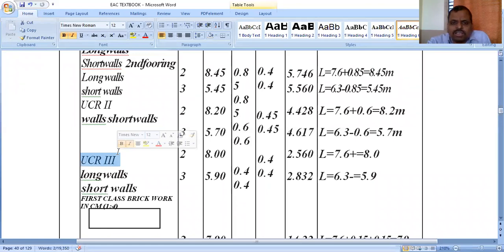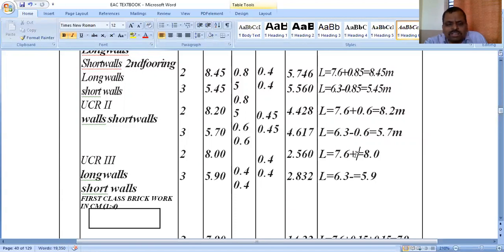So first of all, as usual, we have to calculate the length of the long wall and the length of the short wall. So this is the length of the long wall. How to calculate it? We know the formula. The length of the long wall is center to center distance plus 1 width of the item. We have already calculated the center to center distance as 7.6 meter. We have to add the width of the item.